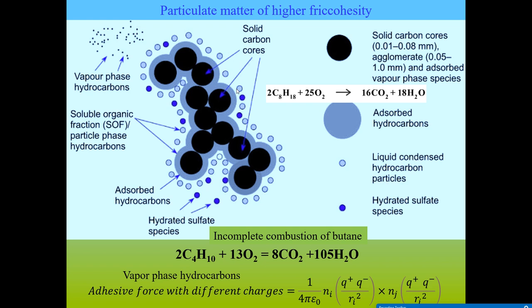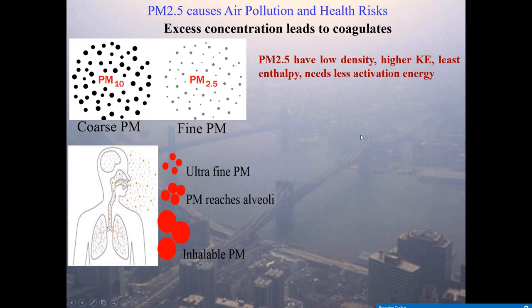And we know that, as I quoted the example of nitrogen, it does not adhere to anything independently because it has no surface energy. So this is the situation. Now there is a light refracting pattern, because different sizes of particulate matter are there.